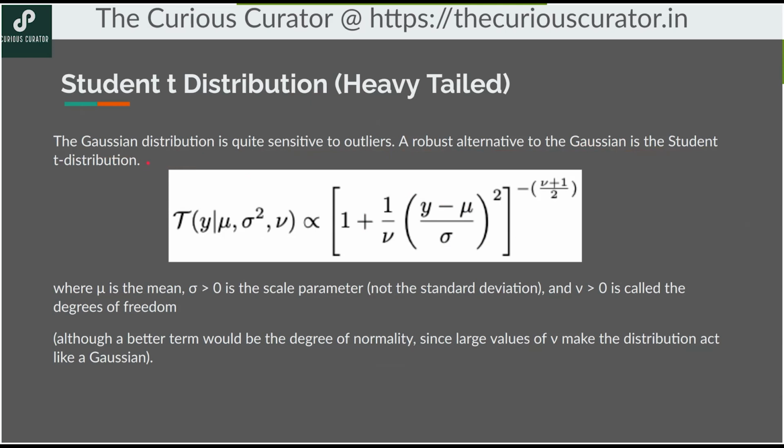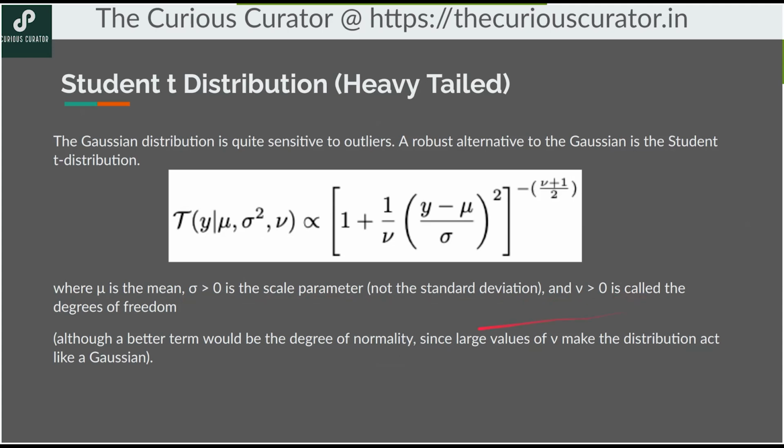So if you want to build something which is more robust to outliers, you can replace a Gaussian with a student t. Now it has a couple of parameters. Mu is the mean, sigma is a positive quantity, and it's a scale parameter. It's just a scale parameter, it's not a standard deviation. Sigma was the standard deviation in Gaussian. Here sigma is not the standard deviation. There's a formula which is a function of these things, which is the standard deviation. So sigma is called the scale parameter.